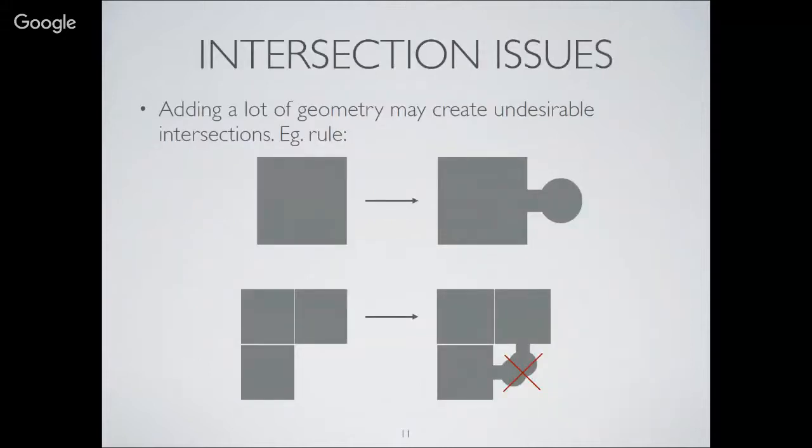However, something to keep in mind with many, many graphics problems is that adding a lot of geometry willy-nilly can create a lot of intersection problems. For example, let's say I have a rule that says this simple square can grow like a little tower on one side of it. If I apply this rule, like in the bottom image, to 2 adjacent squares, I can get this ugly intersection issue.